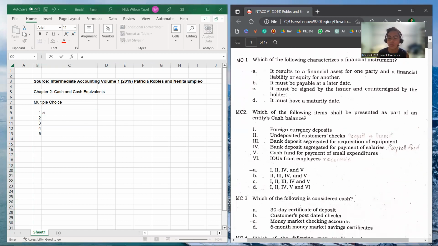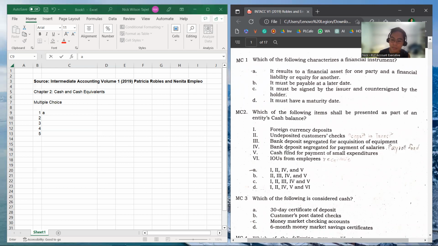Multiple choice number 2, which of the following items shall be presented as part of an entity's cash balance? Number 1 is foreign currency deposits, which is included. Number 2, undeposited customer checks, which is also included. Number 3, bank deposit segregated for acquisition of equipment, which is not included because I think it is for bond sinking fund, which is restricted.